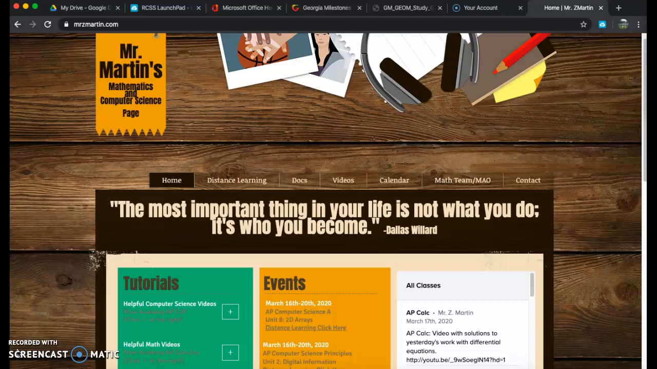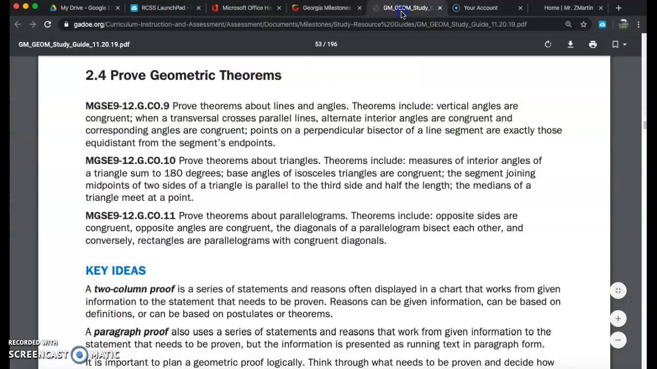I'm Mr. Barton. I'm going to go over some proofs questions with you. I've had some questions already about proofs, some requests that we go over a few of those. So I'm going to go over a few from our EOC study guides. This is directly from the EOC study guide from the Georgia DOE website.